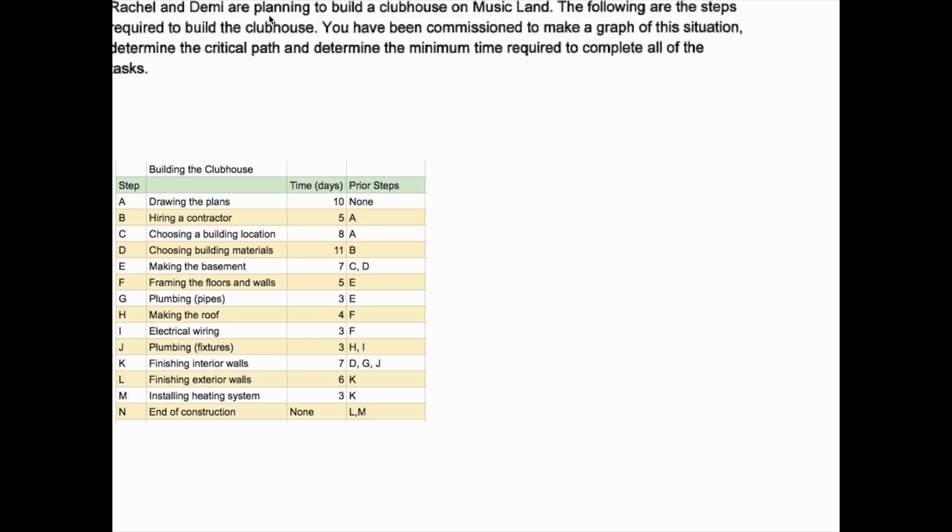Then Rachel and Demi are planning to build a clubhouse on Musicland. The following are the steps required to build the clubhouse. You have been commissioned to make a graph of this situation, determine the critical path, and determine the minimum time required to complete all of the tasks.